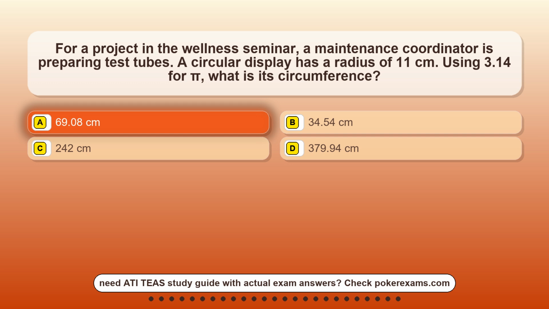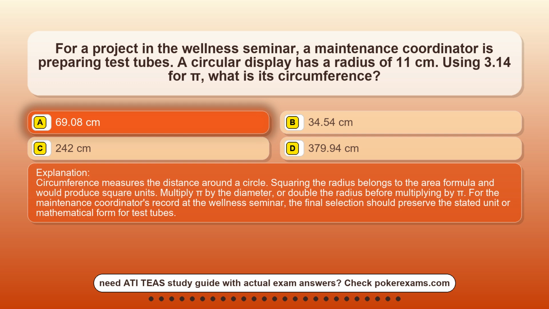69.08 centimeters. Circumference measures the distance around a circle. Squaring the radius belongs to the area formula and would produce square units. Multiply pi by the diameter, or double the radius before multiplying by pi. For the maintenance coordinator's record at the wellness seminar, the final selection should preserve the stated unit or mathematical form for test tubes.